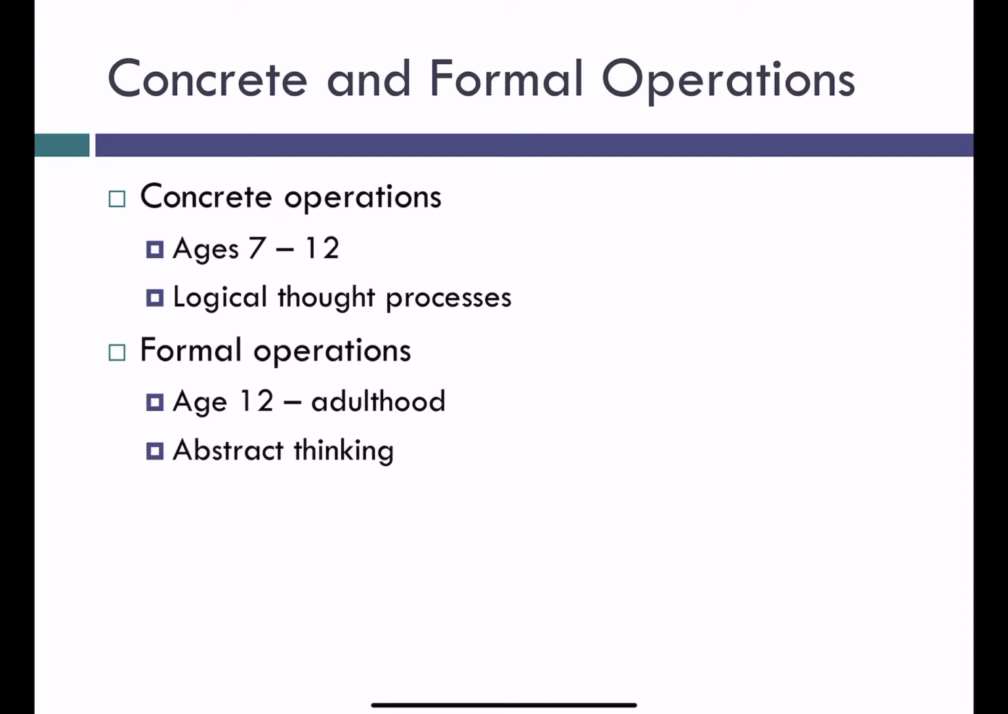And then the final stage is formal operations, which is basically from adolescence on. And here they've really mastered abstract thinking and logical thought. They can use the scientific method. And this really we see take off with formal education when we're explicitly teaching kids these things.